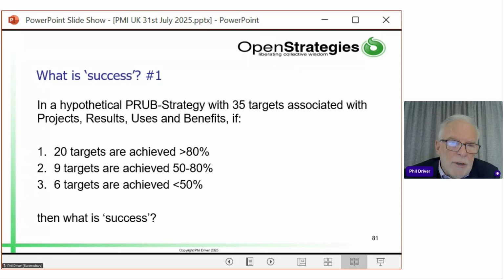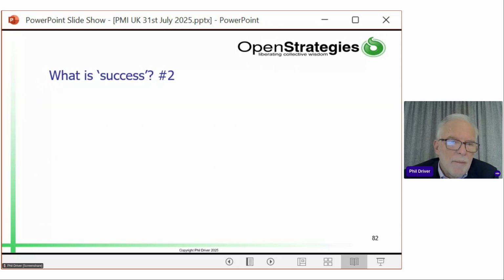So in a hypothetical PRUB strategy, imagine if each project result, use and benefit has got targets in it. Let's say 20 of the targets were achieved 80% or better, 9 targets were achieved 50 to 80%, 6 targets were achieved 50%. What is success? And it became very, very clear that success is a subjective analysis, whereas meeting targets is objective.